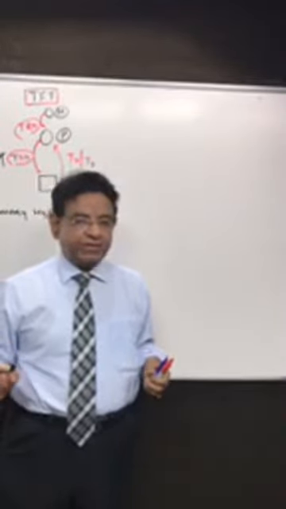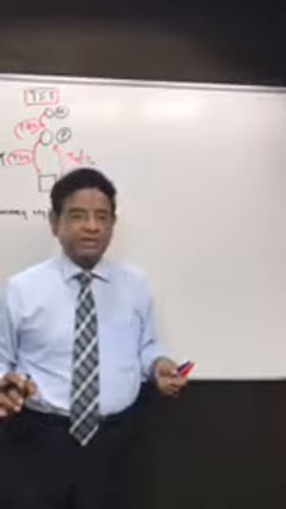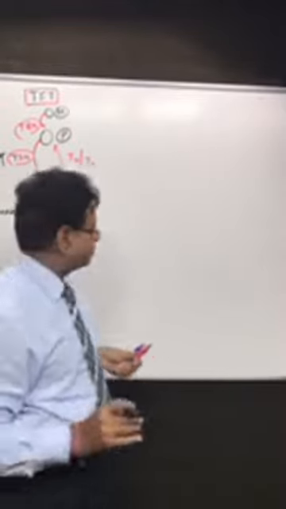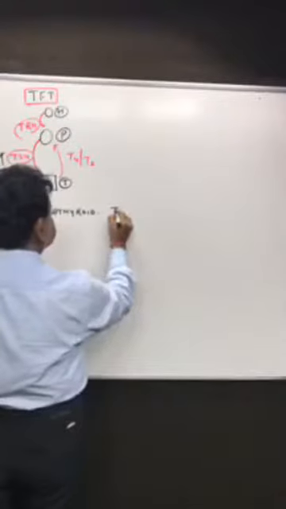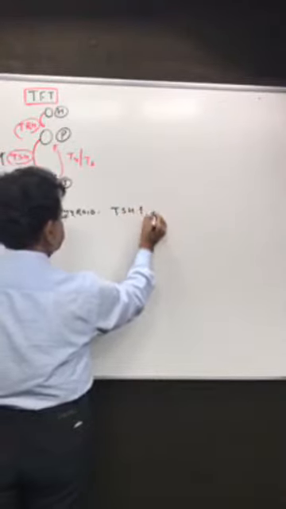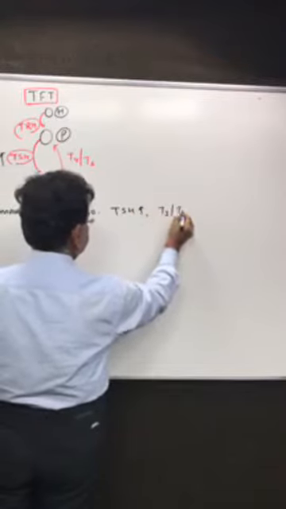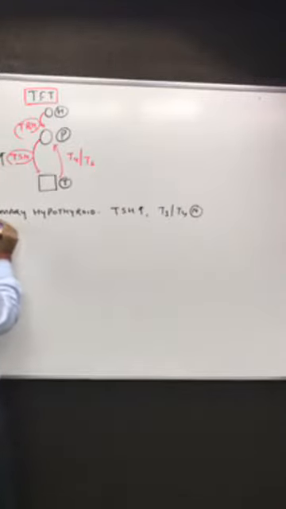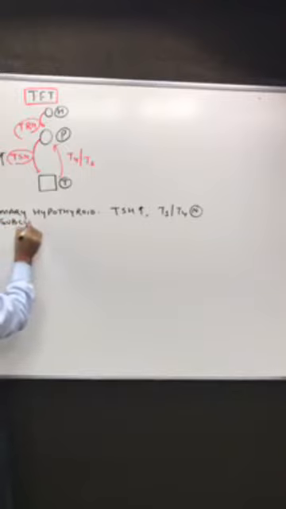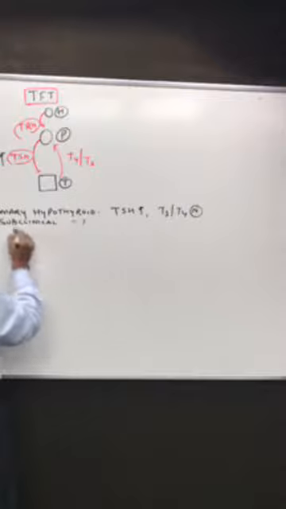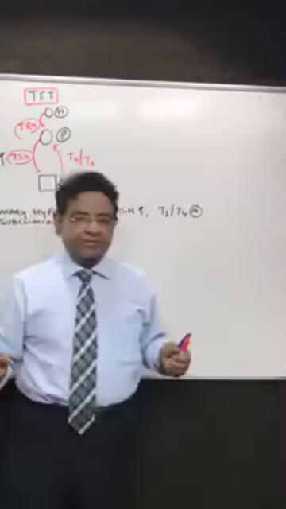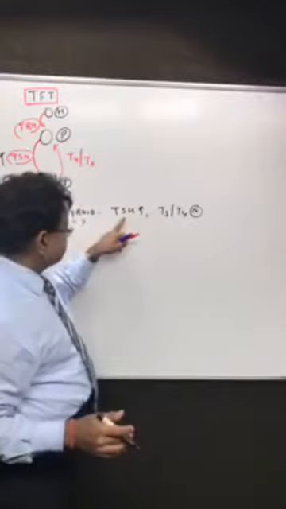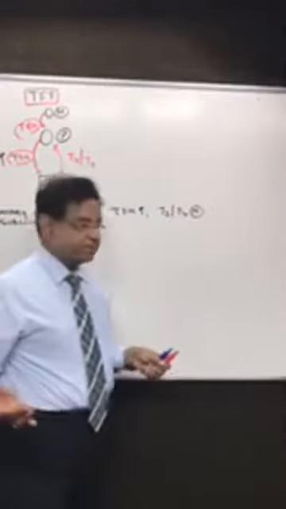So in the initial stage of primary hypothyroid, TSH will be increased, but T3, T4 will be normal. And this is known as subclinical hypothyroid. So TSH is increased, T3, T4 is normal, and this is known as subclinical hypothyroid. But in the very advanced stages, TSH will remain high, but T3, T4 will be reduced. That is what we actually call hypothyroid.